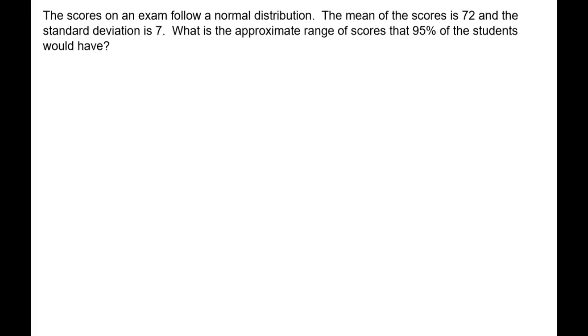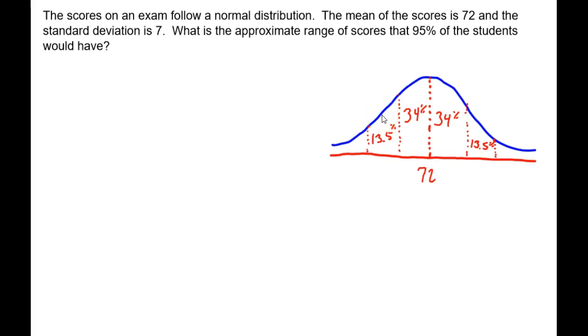Our last example is going to follow a similar idea. The scores on an exam follow a normal distribution. The mean of the scores is 72 and the standard deviation is 7. What is the approximate range of scores that 95% of the students would have? Again, I'm going to start out by drawing a bell-shaped curve to give me an idea of what I'm looking at.